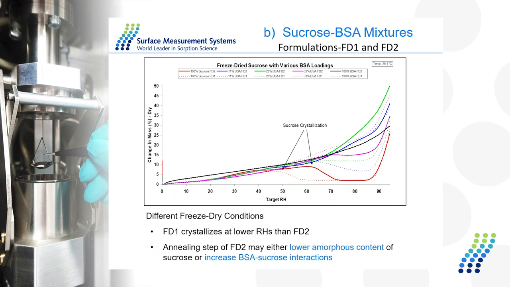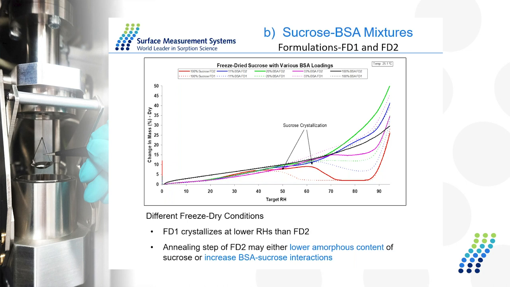And we also have another study comparing different formulations obtained by different freeze-drying conditions. And here's the comparison plot. The dashed line here is for FD1, the formulation we introduced just now. And the solid line is another formulation obtained by another freeze-drying condition. The two freeze-drying conditions didn't affect the glass transition much, which happened at a very low RH, which means the conditioning has very little effect on the glass transition of the sucrose. The lines are just overlapping here.